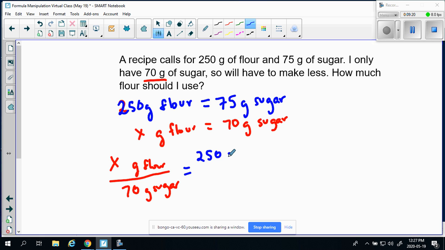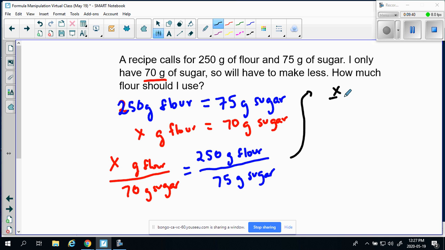So 250 grams of flour over 75 grams of sugar. It should, in theory, be the same proportion. Okay? Now, this is very difficult to solve because of all the units in it. So I'm just going to make it a little bit clearer by deleting all the units. I know that I have set this up correctly because flour's in the top, sugar's in the bottom. X over 70 is equal to 250 over 75. Should be the same proportion.